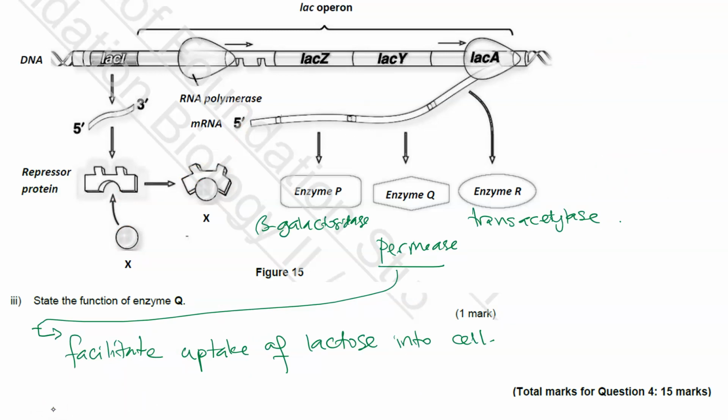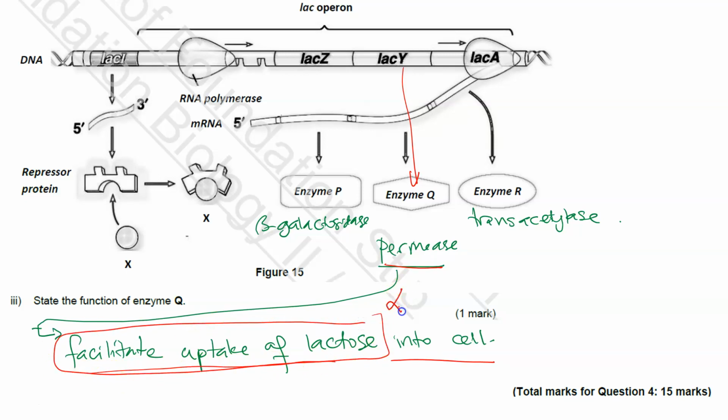Okay, so the next question, state the function of enzyme Q. So ini I dah bagi dah tadi kan. So Q, enzyme permease, which is to facilitate the uptake of lactose into the cell. Kalau dalam soalan awak jawab facilitate the uptake of lactose, sampai sini je awak jawab, jawapan awak boleh jadi salah. Okay, facilitate the uptake of lactose by what? Into where? Kan, into the bacterial cell.